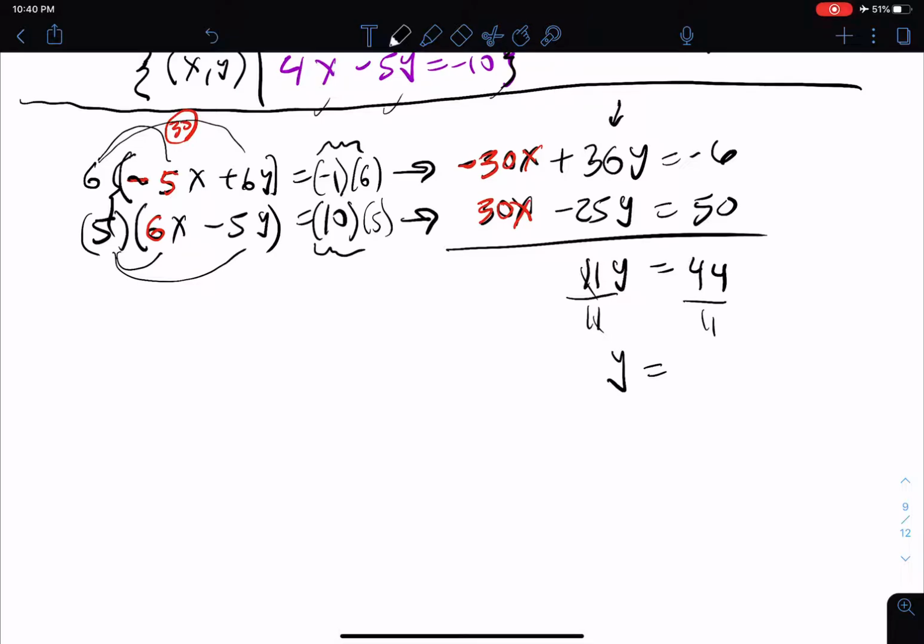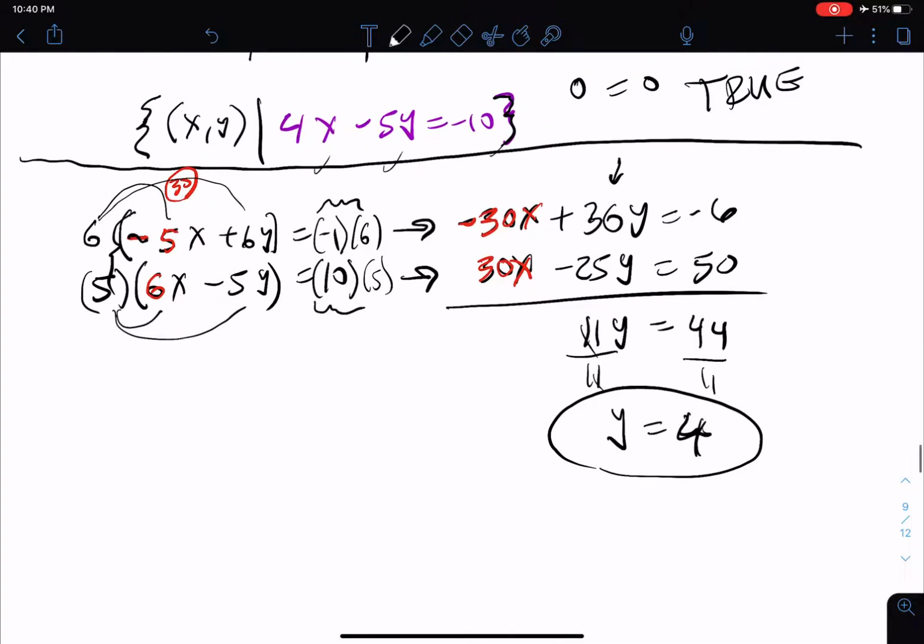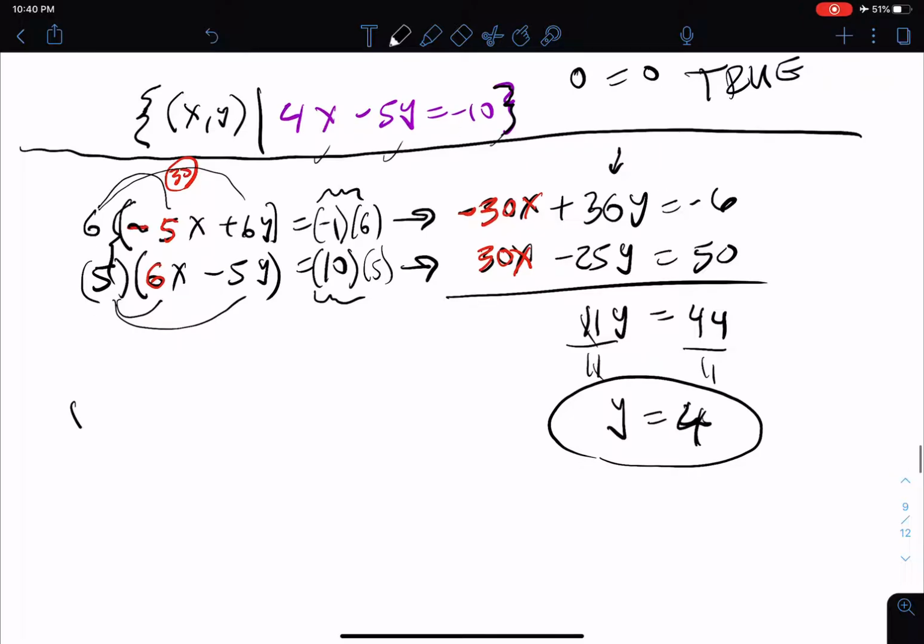44 divided by 11 is 4. So I've got my y. Now I want my x. How do you get your x? You take equation 1 or 2. It's up to you. I'm going to go ahead and take equation number 1. Let me write it down. Equation number 1, before I started doing all this stuff to it, was originally negative 5x plus 6, I'm going to put a parenthesis, y equals negative 1.